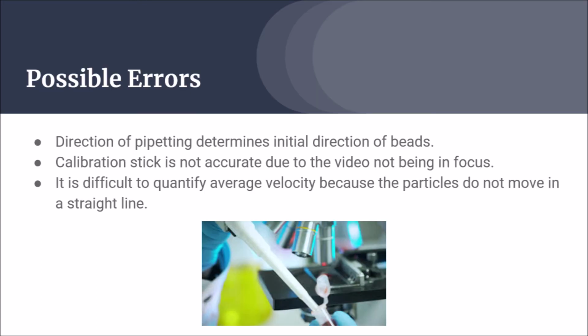A possible error in the experimental design is that the velocity of the beads is difficult to define because the particles do not move in a straight line, meaning that only using one axis in tracker will not give an accurate measurement. Additionally, it is difficult to assign the correct length to the calibration stick in tracker.